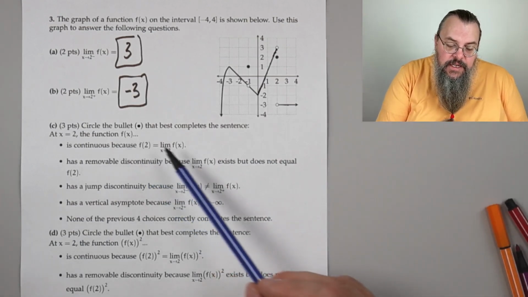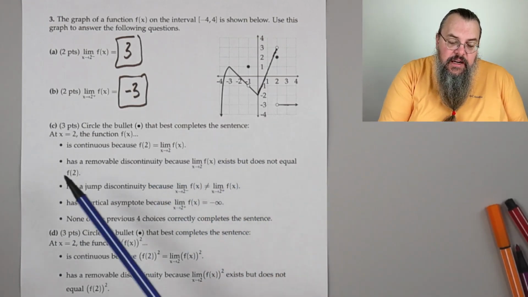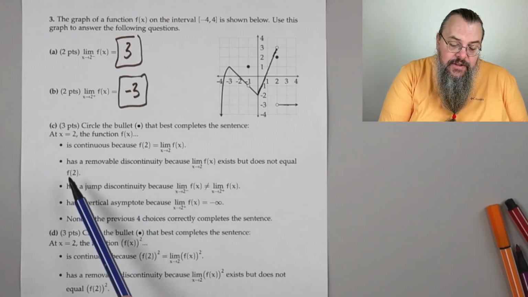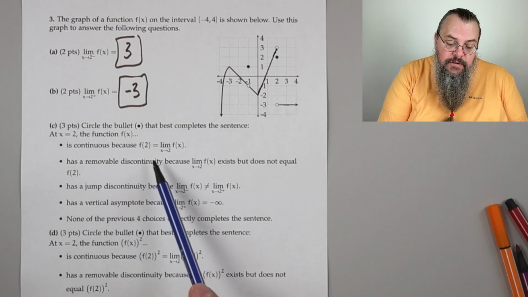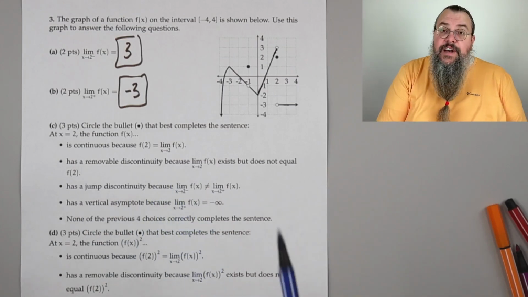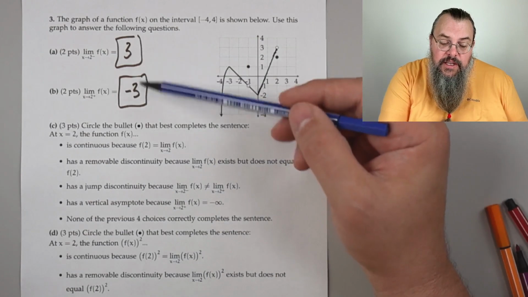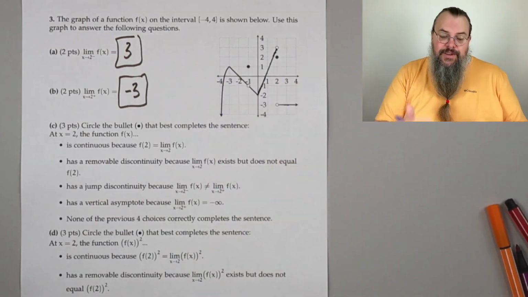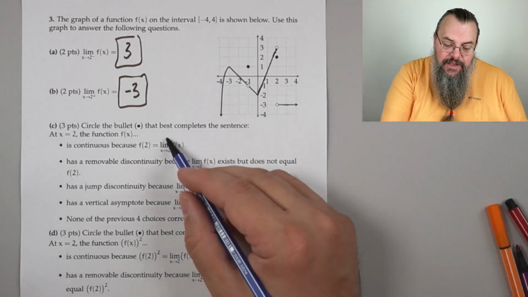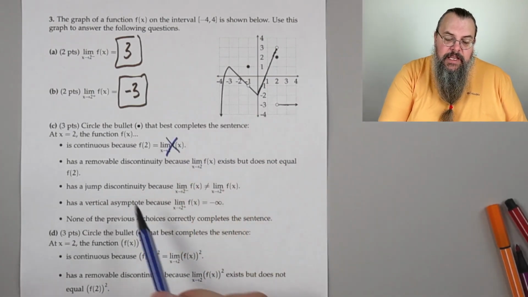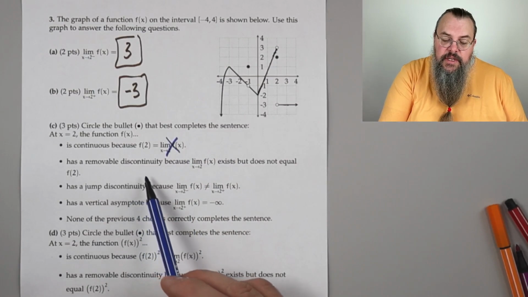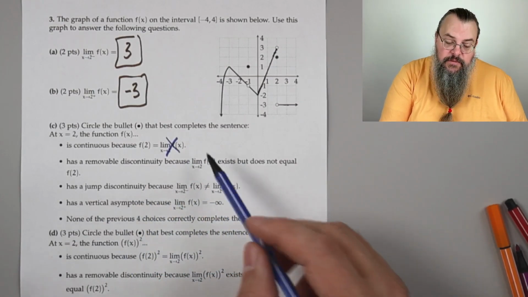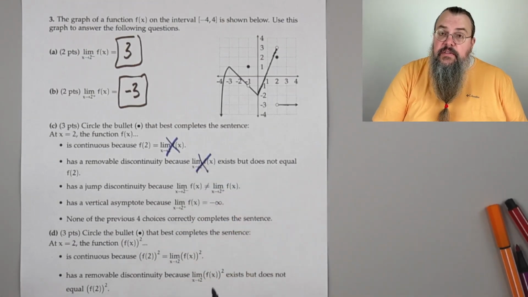And, well, now we have parts C and D. Circle the bullet that best completes the sentence. At x equals 2, the function f of x, all right, is continuous, because f of 2 equals the limit as x approaches 2 of f of x. Now, that's not going to work. Do you see how these two don't match? Well, that means the limit doesn't exist. Okay, so there can't even be a limit. It has a removable discontinuity because the limit as x approaches 2 of f of x exists, but does not equal f of 2. Well, no, the limit doesn't even exist.